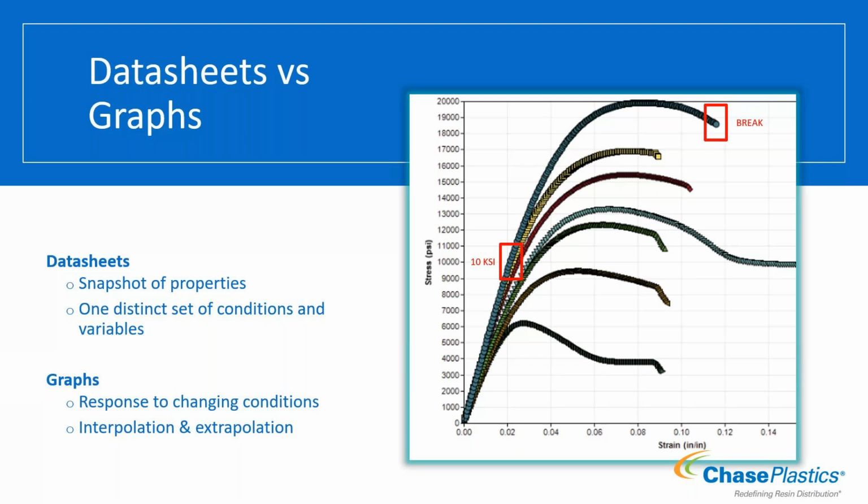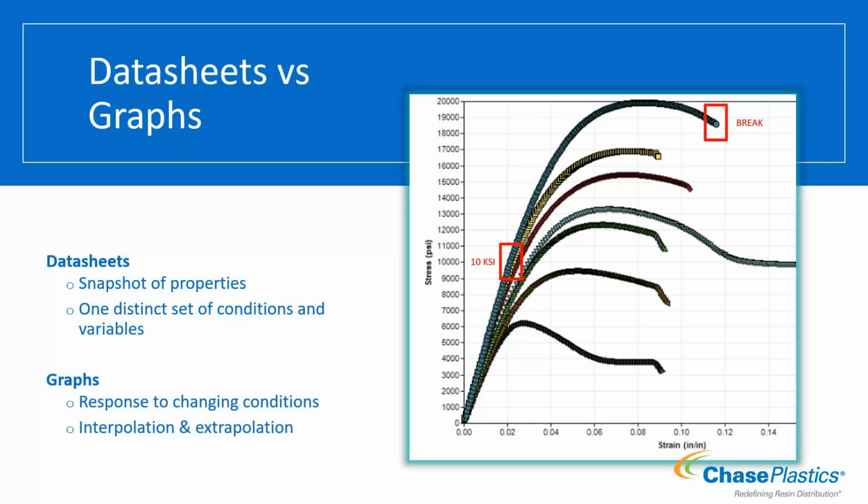What's nice about your graphs is you're not limited to one set of conditions. So in the case of, if you're looking at this particular material and you're like, what does my strain look like at 10,000 PSI stress? Maybe that has something to do with your design. Maybe you need that information. The data sheet's likely to give you a yield and a break value, which I've also highlighted, break. It's not going to give you something like that exact stress, where you can find it in a graph.